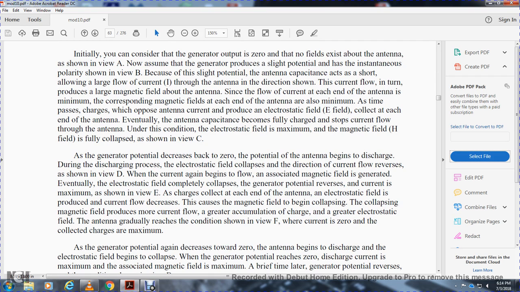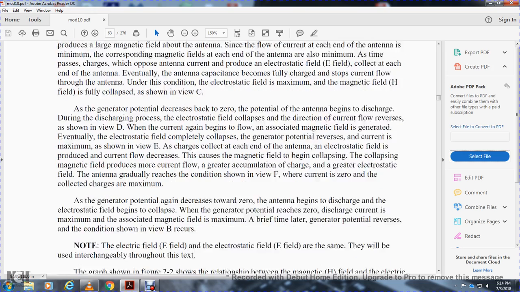The charge collected at the end of the antenna produces an electrostatic field, causing the current flow to decrease and the magnetic field to begin to collapse. The collapsing of the magnetic field produces more current flow, but the greater accumulation of charge and the greater electrostatic field gradually reach the condition shown at UF, with the current at zero and the collected charges at maximum.